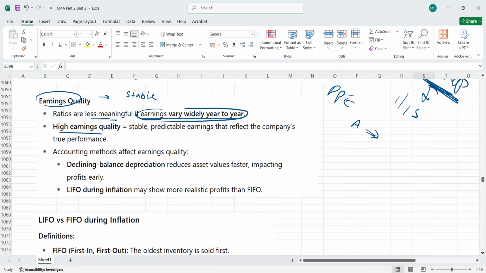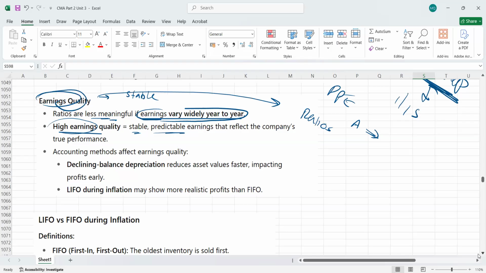High earning quality means what? Stable, predictable earnings. This is what high earning quality is. And low earning quality means if you are not able to predict, or if it is not consistent, so that is called low earning quality. Okay. So accounting method, another thing, earning quality will also affect ratios. For stable company, ratios could be different, and for the companies whose earning is not stable, ratios could present completely different picture.